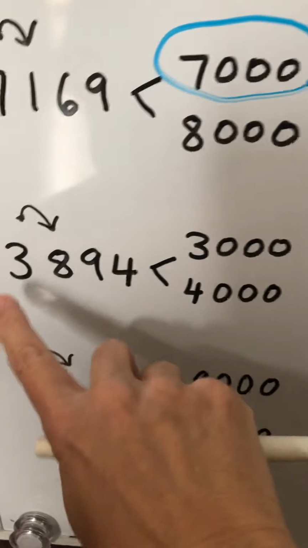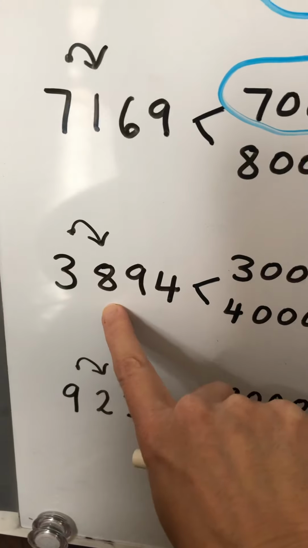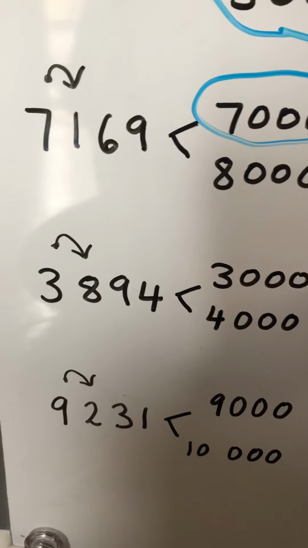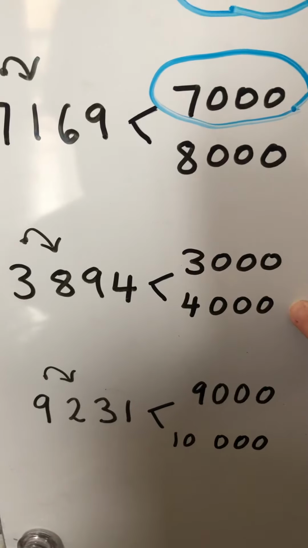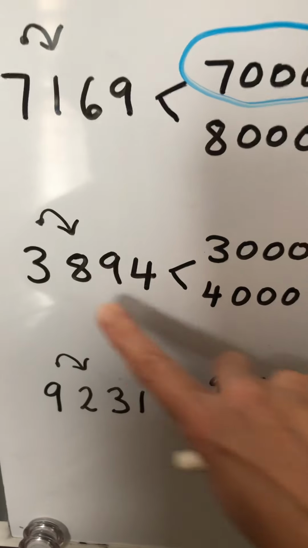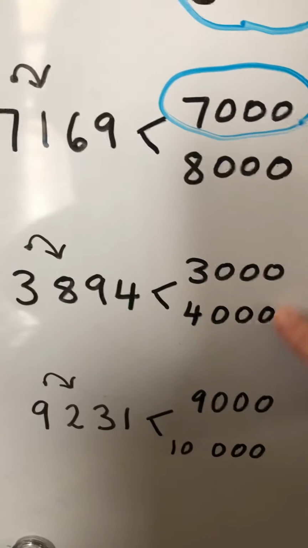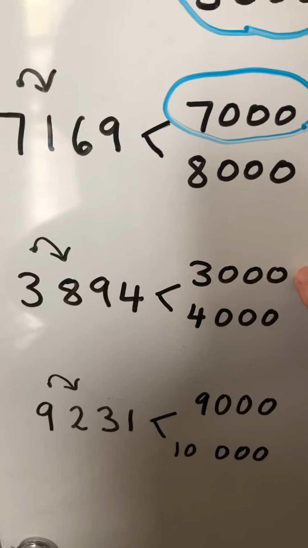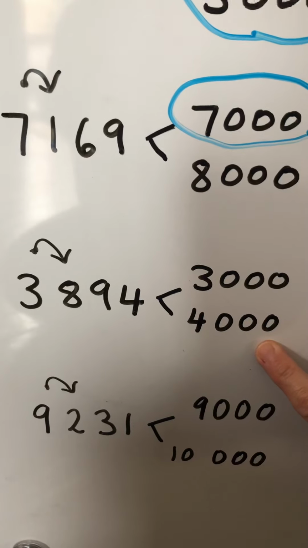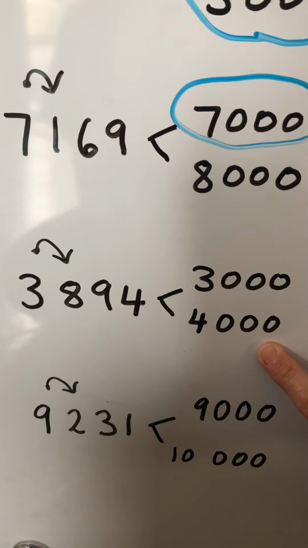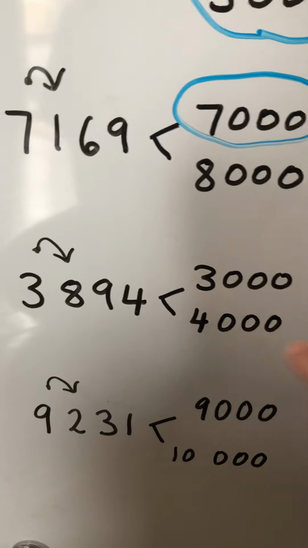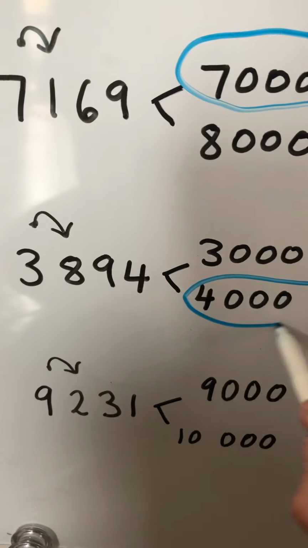3,894. Let's put the dot above the thousands. Our hundreds help us decide. We'll have two choices. It's either going to be 3,000 or 4,000. Let's look at the hundreds. 5 or bigger than 5, you go up. Less than 5, you go down. Well, 8 is certainly bigger than 5. So 3,894 is rounded to 4,000.